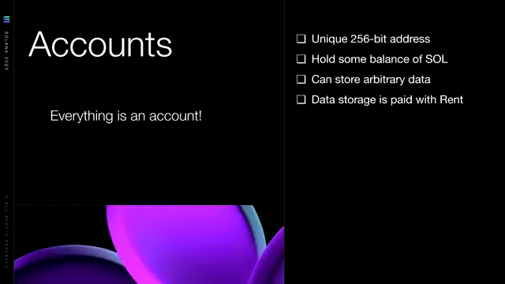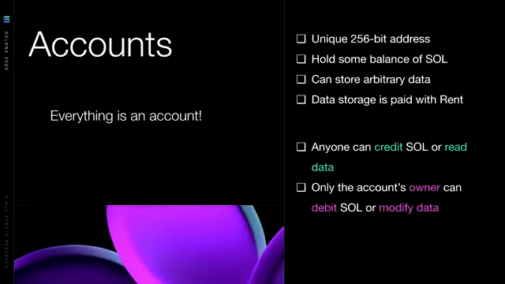Accounts are unique 256-bit addresses. They all hold some balance of SOL, which is the native token on the Solana blockchain. They can also store arbitrary data, just in the form of raw bytes. And that actual data storage is paid for in what we call rent. We'll talk more about rent in a moment.